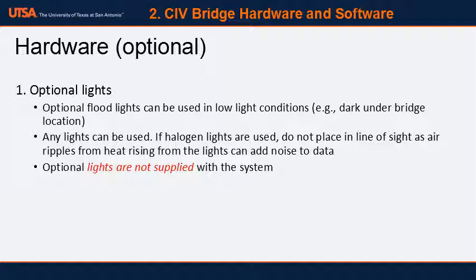So if you're using lights that do generate a lot of heat, it's best to put them left and right of the cameras, so the heat that's rising is not in your line of sight. Or LED lights work really well. They never generate heat, so those can be put anywhere.